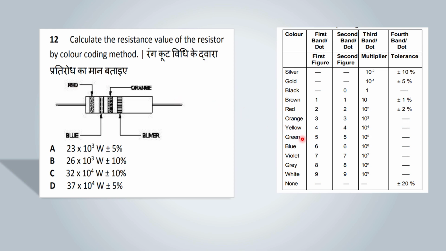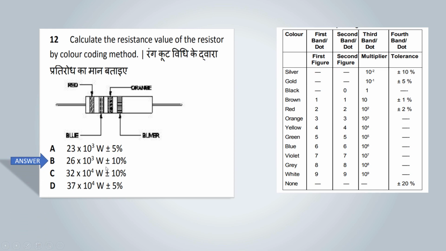Red means 2. Okay, the next blue is there. Blue means 6, so 26. Then again orange color is there. So orange means 10 raised to 3. Okay. Therefore, the answer is 26 into 10 raised to 3 ohm.